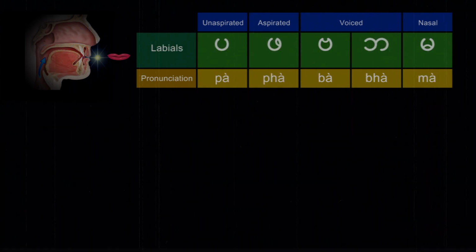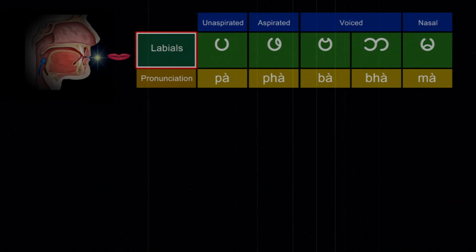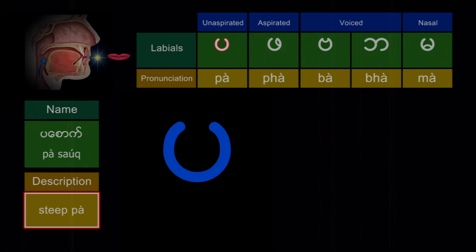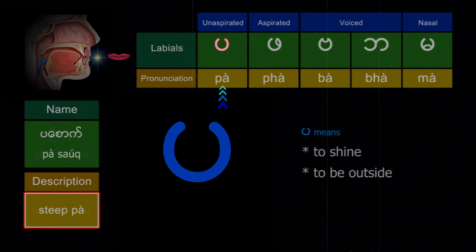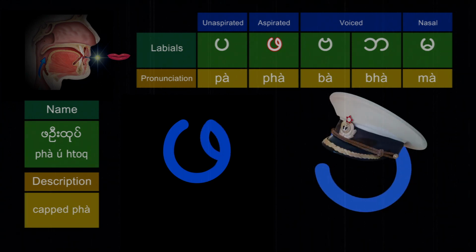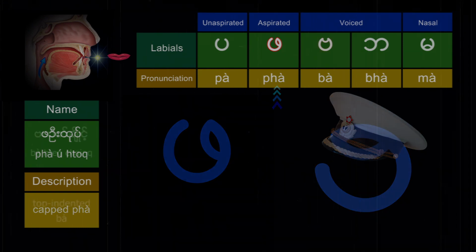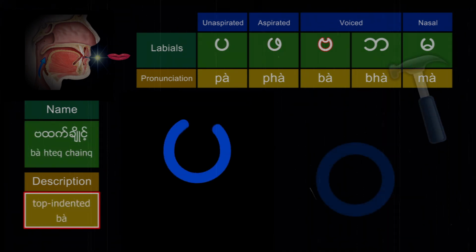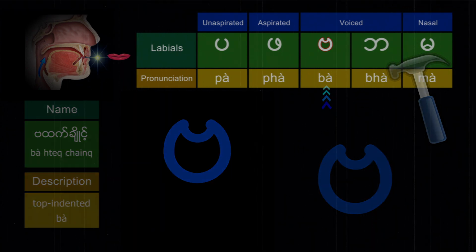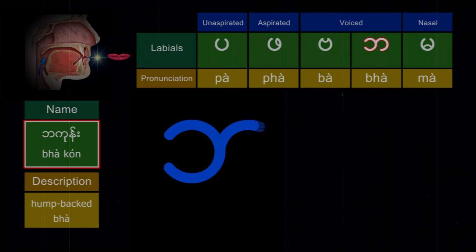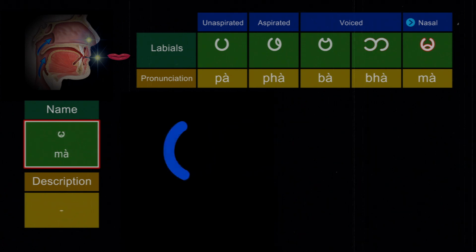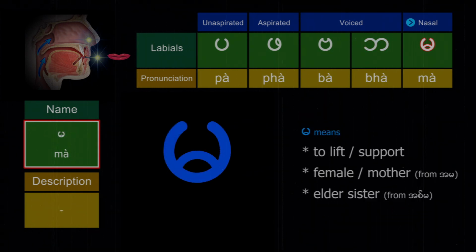Alright, let's learn the letters of the fifth group that gives labial sounds. Pa Zao means steep or deep Pa, and it gives Pa sound. Pa Oto means Pa with a gap, and it produces Pa sound. Pa Techai means top dented Ba. This letter has a softer ba sound. The other letter is ba go, which means humpbacked ba. Ma is the last letter of this group and it is pronounced as ma.